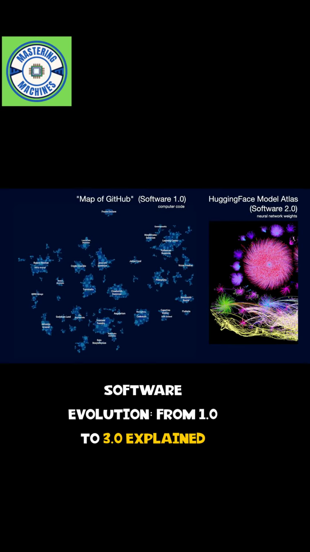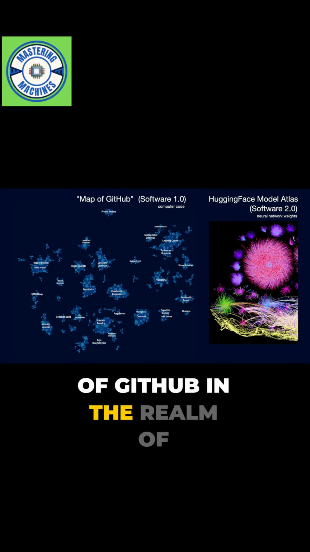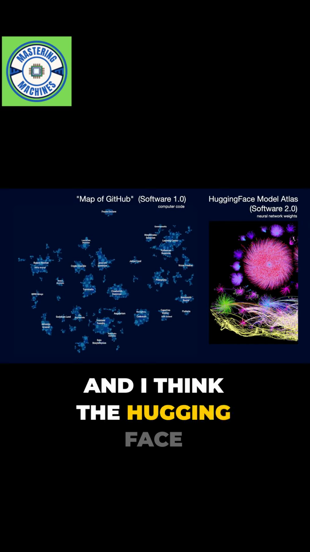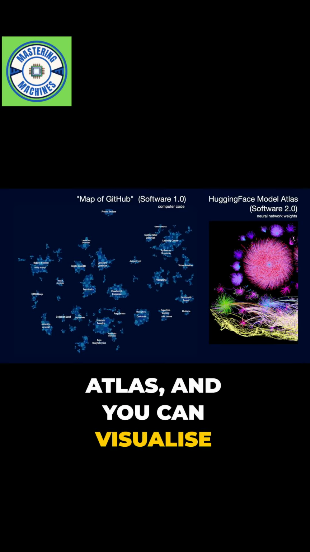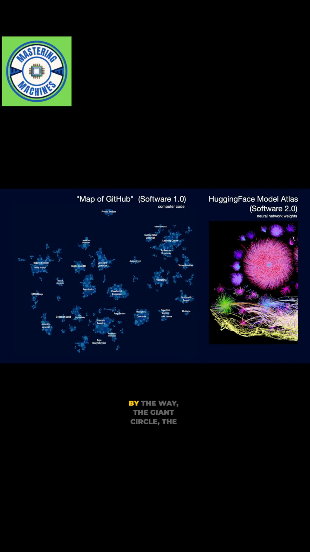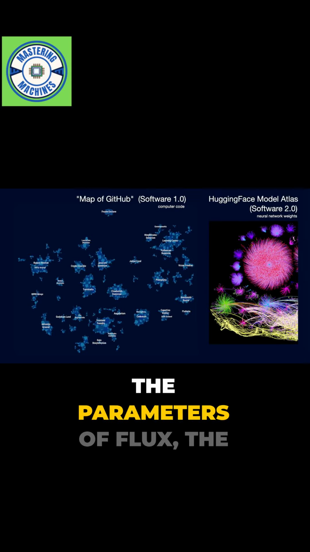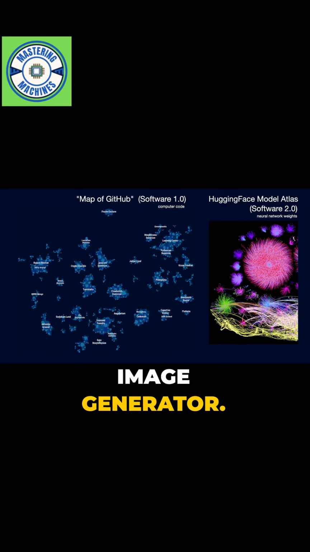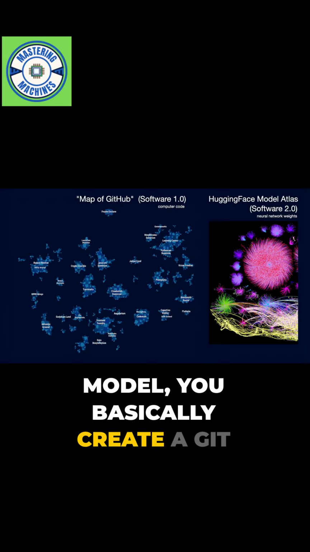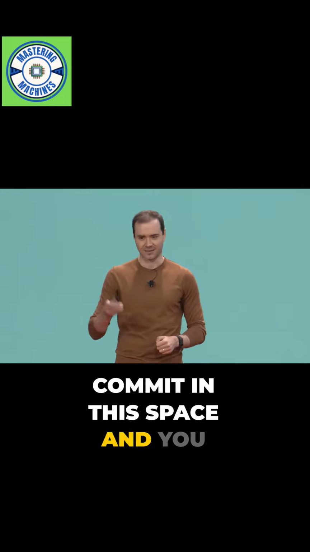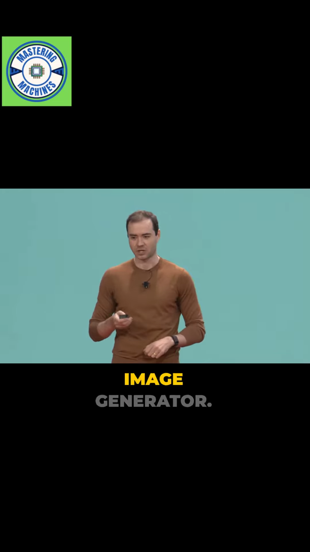And now, actually, what we have is kind of like an equivalent of GitHub in the realm of software 2.0. And I think Hugging Face is basically the equivalent of GitHub in software 2.0. And there's also Model Atlas, and you can visualize all the code written there. In case you're curious, by the way, the giant circle, the point in the middle, these are the parameters of Flux, the image generator. And so anytime someone tunes a LoRA on top of a Flux model, you basically create a git commit in this space, and you create a different kind of image generator.